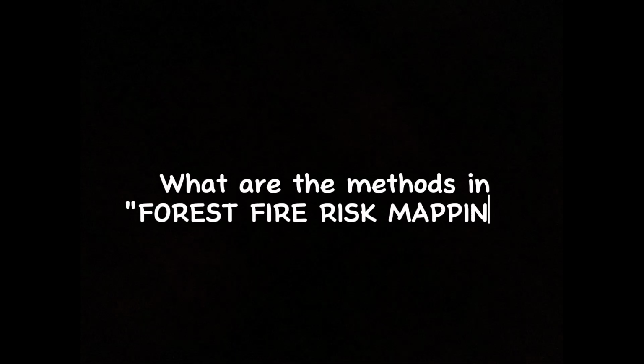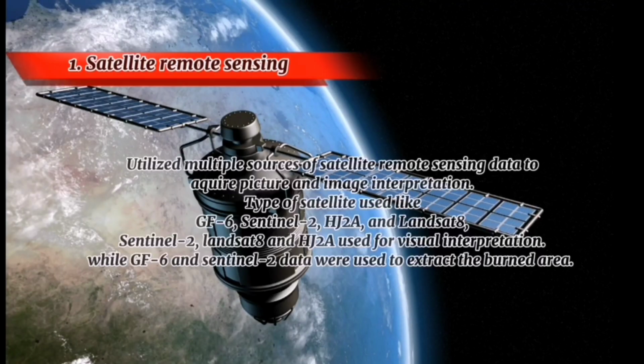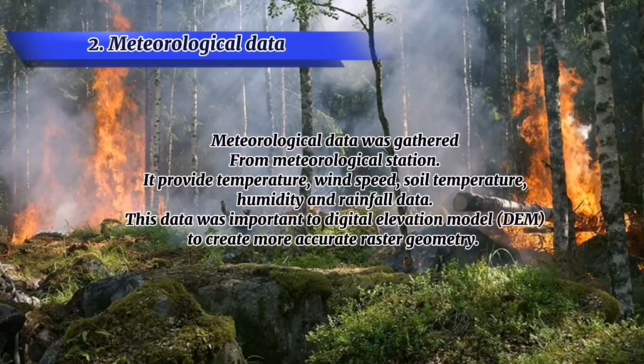So now, what are the methods in forest fire risk mapping? Methods of GIS. The first method is satellite remote sensing. It utilizes multiple sources of satellite remote sensing data to acquire picture and image interpretation. A few types of satellites are mostly used, like GFCs, Sentinel-2, HD2A, and Landsat-8 satellite remote sensing images. Sentinel-2, Landsat-8, and HD2A data were used for visual interpretation, while GFCs and Sentinel-2 data were used to extract burn area.